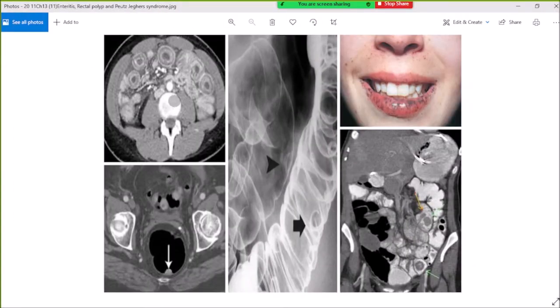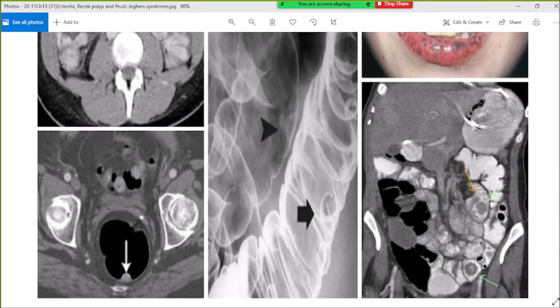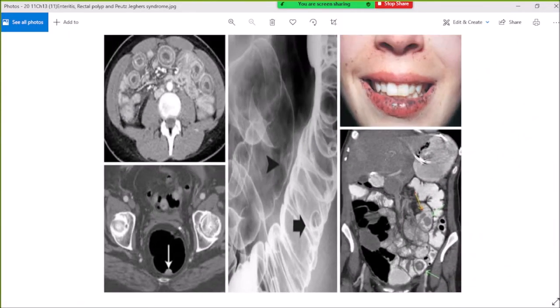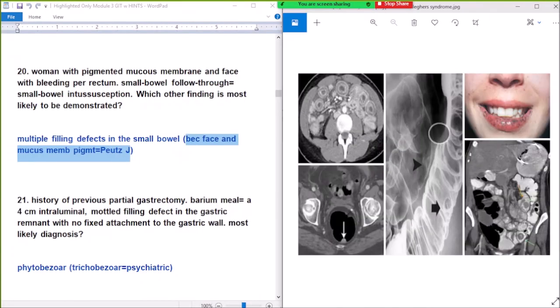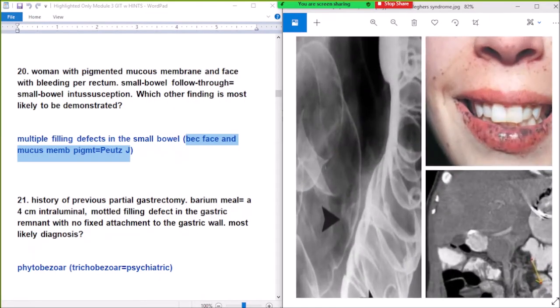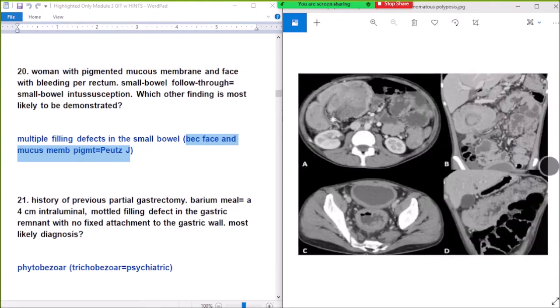This is a polyp in the bowel loop. There are multiple polyps in the bowel loops, so Peutz-Jeghers syndrome. Woman with pigmented mucous membrane, face and bleeding per rectum. Small bowel follow-through shows small bowel intussusception.